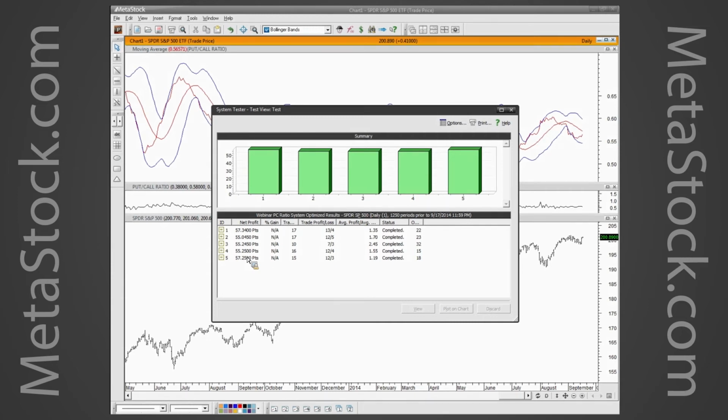Now, if you recall, back on the system options, there was a setting to show a number of optimized results. It's actually show the X number of most profitable results for optimized tests. So the default for that is 5. So that's why we have 5 results here.